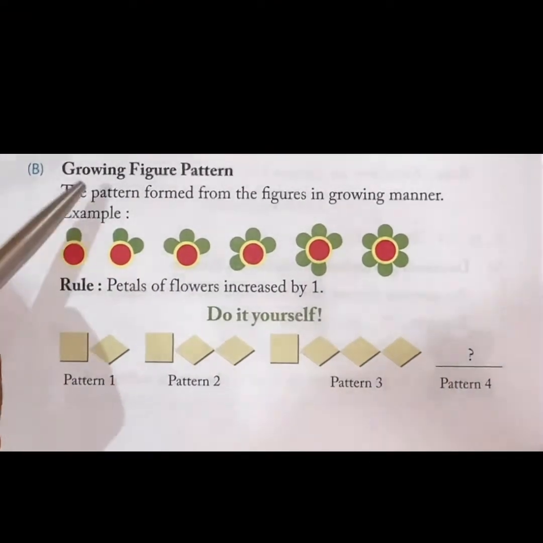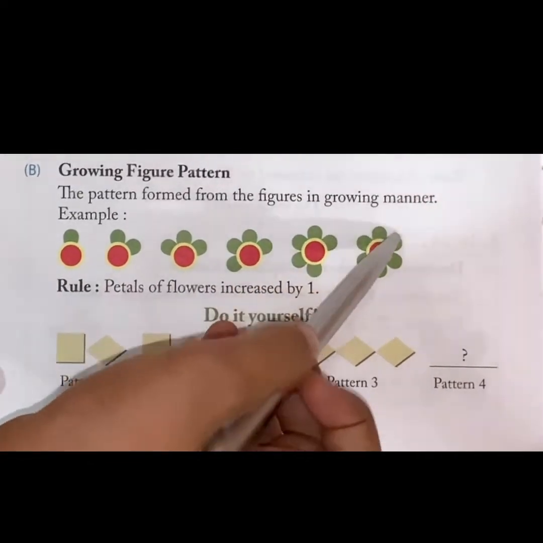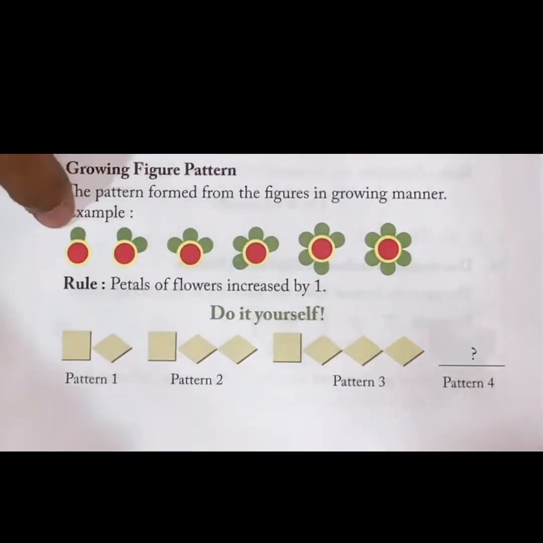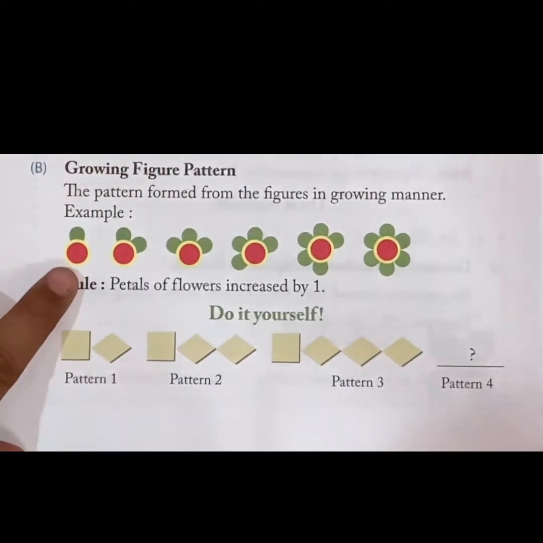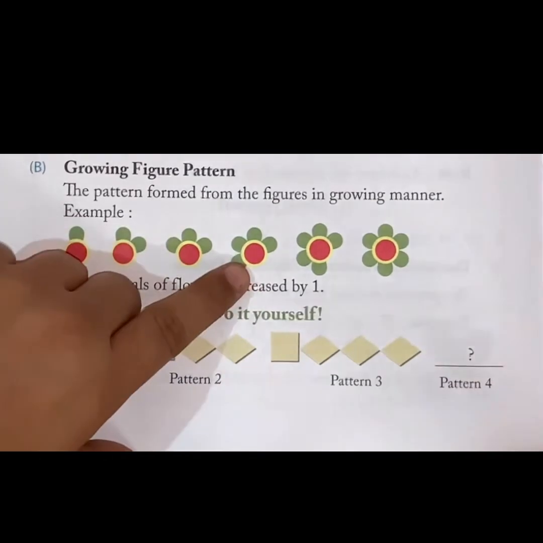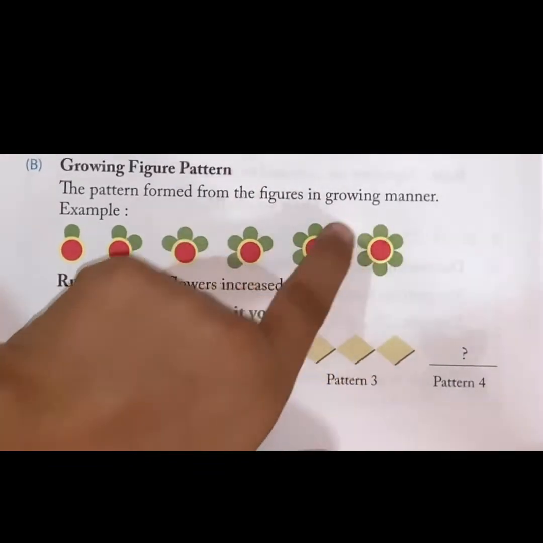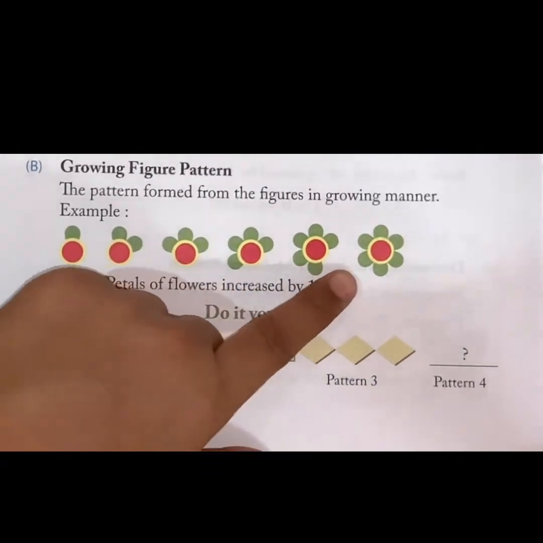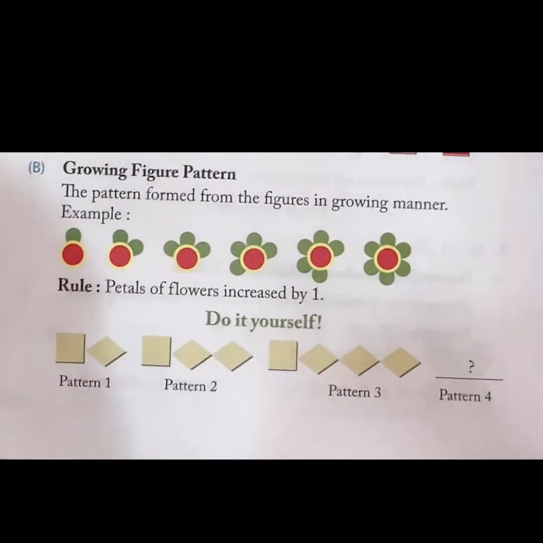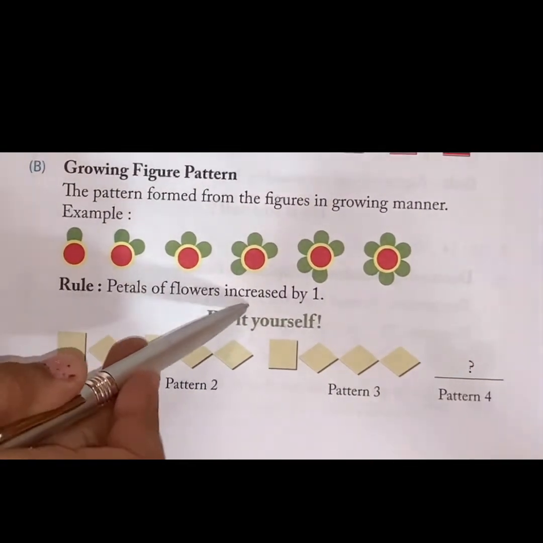Now next we have growing figure patterns. The pattern is formed from figures in a growing manner. See, look at this example. You can see here they are trying to make a flower and they have followed some steps. How? Look here. First they made a circle, then first petal, 2 petals, 3 petals, 4 petals, 5 petals, and then they made 6 petals, and with the help of 6 petals they have made a flower. Yes or no? So you can see that this is growing: first 1, then 2, 3, 4, 5, 6. The pattern is growing. So the rule is petals of the flower increase by 1.